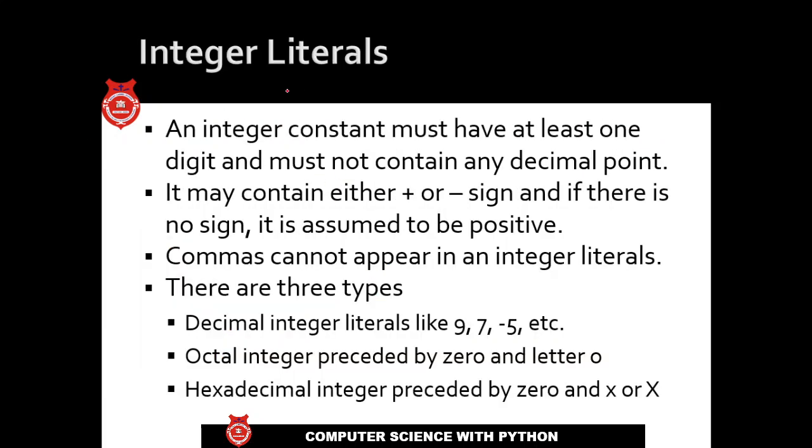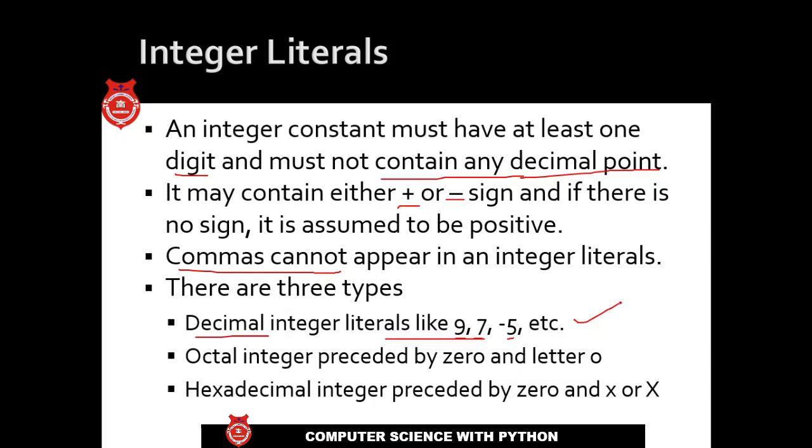Now let's go to the next one, integer literals. An integer constant or a literal must have a digit or a number, and it cannot contain any decimal point. Dot, it cannot contain dot. It may be plus or it may be minus, and commas cannot appear in a literal. For example, decimal normal number system like 9, 7, minus 5, etc.